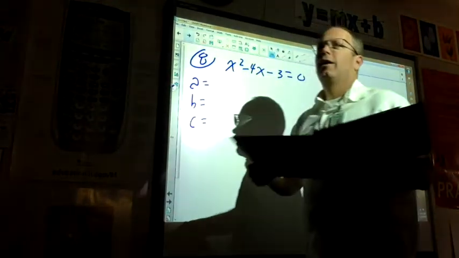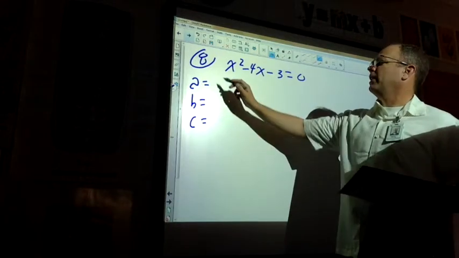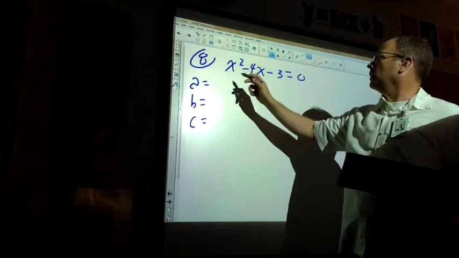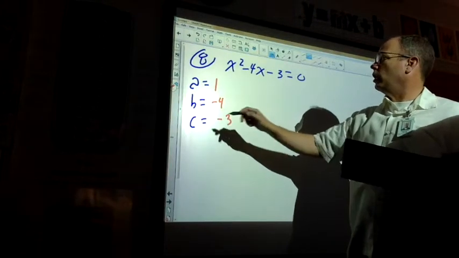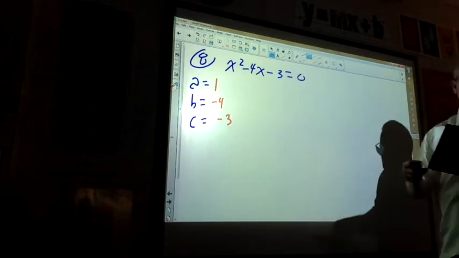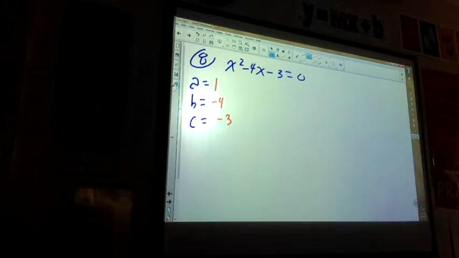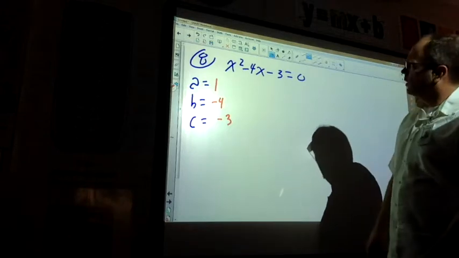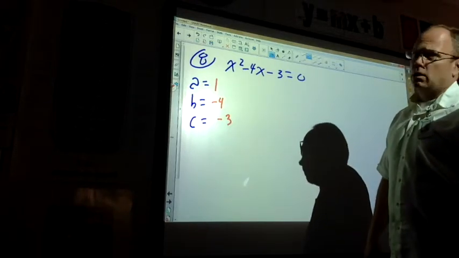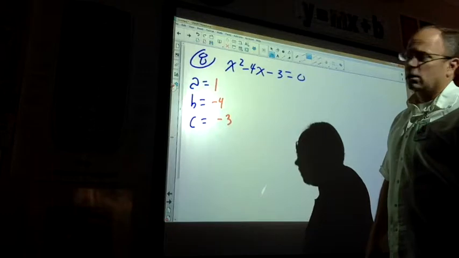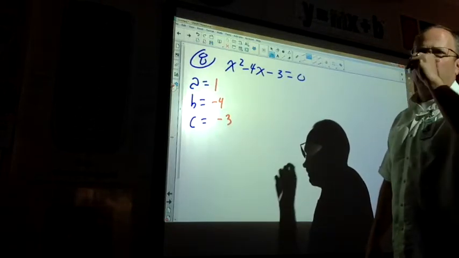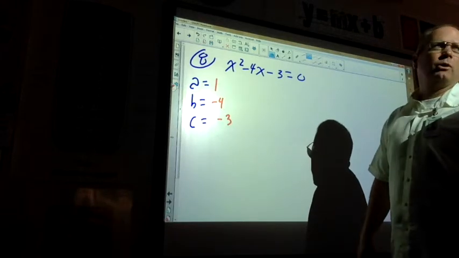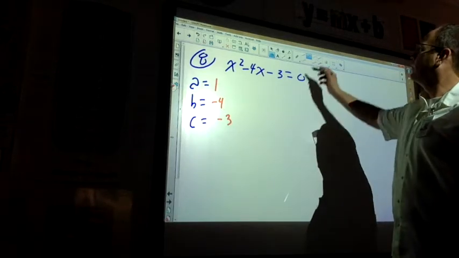B squared. All right. Some of you are off task. What's A? 1. Negative 4. Negative 3. I was just told to use the quadratic formula, so I wasn't even thinking that. It might factor. Does it factor? Positive 4 doesn't. Factors of 3 are 1 and 3. They both would have to be alternating signs.